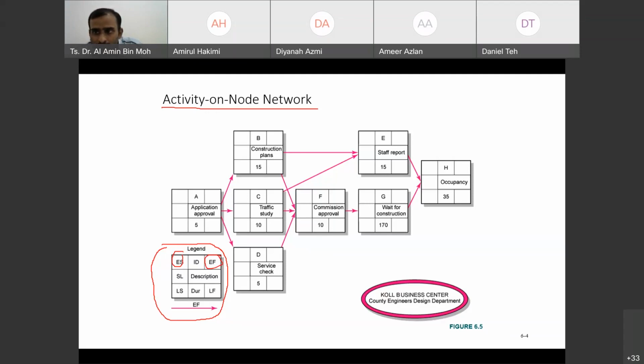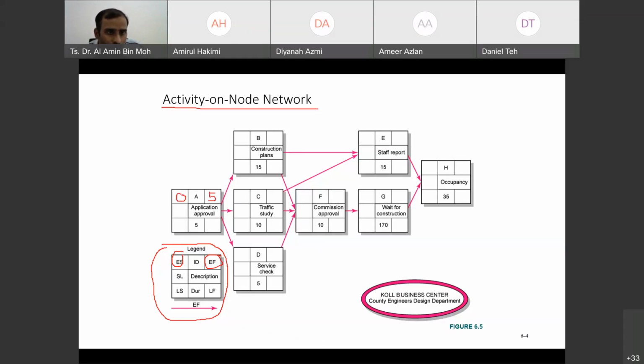Early start, doctor. Yeah, which one? We start with what value? Activity A should start with early start 0, then early start plus duration equals early finish. So we are going to start with early start. Since A has nothing previously, we start with 0 here, and then 0 plus 5 is 5.